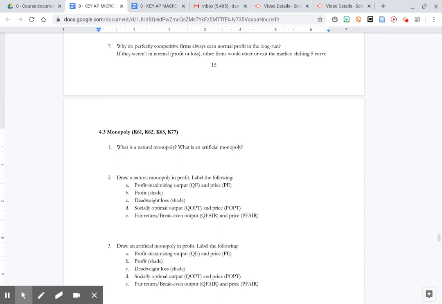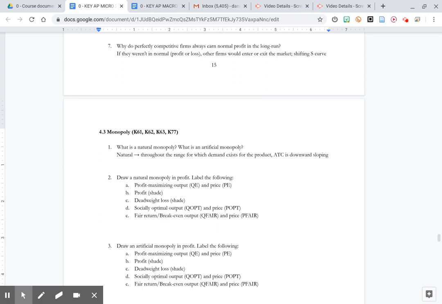Okay, so in this video, we're going to take a look at monopoly. And the first question is just what's the difference between a natural and an artificial monopoly? Natural is one where, throughout the range for which demand exists for the product, ATC is downward sloping. So that's the technical definition.